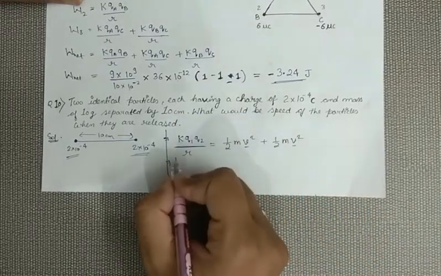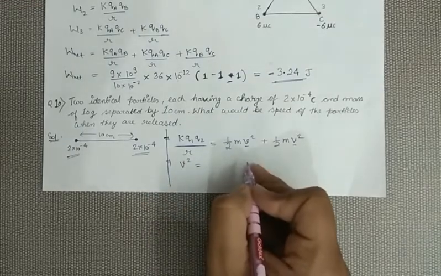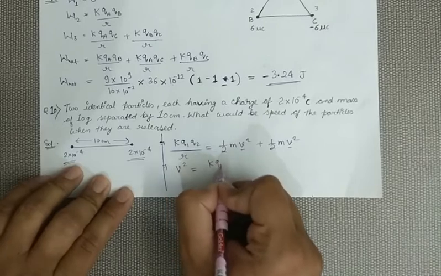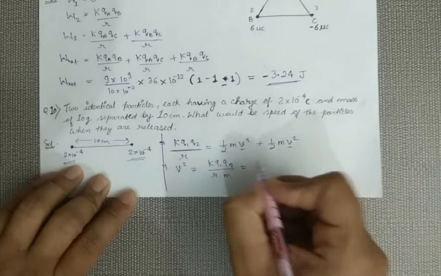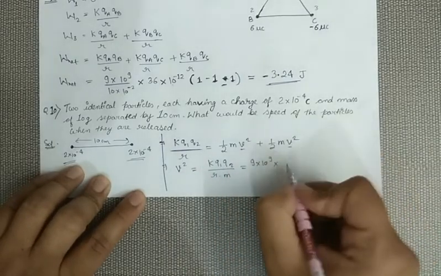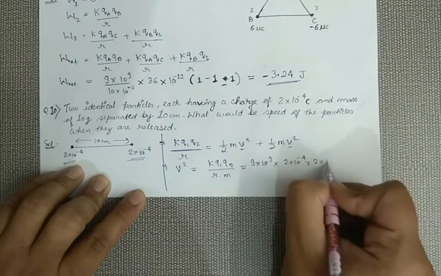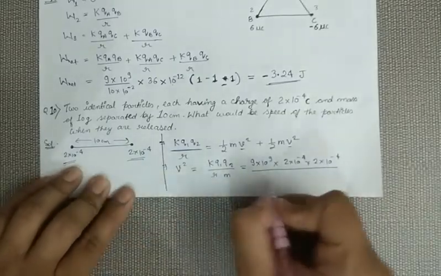So on taking a common, you will get your v square is something equals to, so your v square will be equals to k q1 q2 by r times of m. So just substitute the value of k, that is 9 into 10 to the power 9. The charge both are 2 into 10 to the power minus 4, again 2 into 10 to the power minus 4. Distance between them is 10 centimeter.